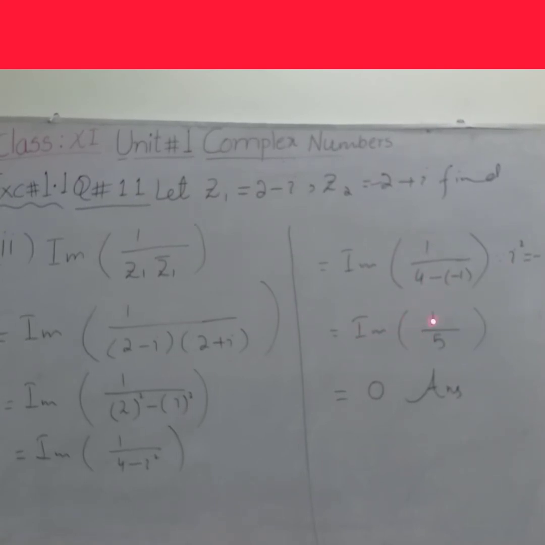Imaginary part of 1 by 5 is 0, because in this 1 by 5 we have no term with iota. So the imaginary part of the given fraction is 0, which is the required answer.